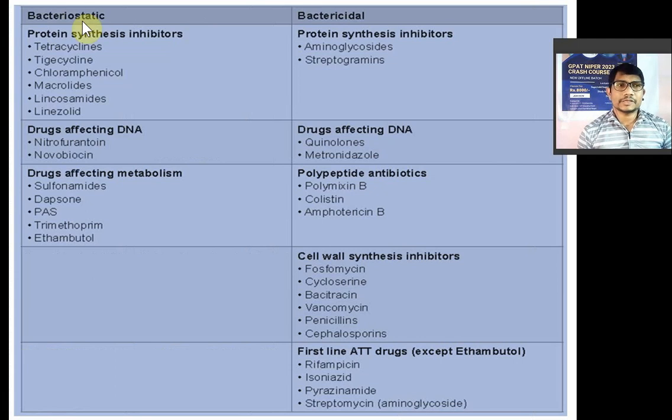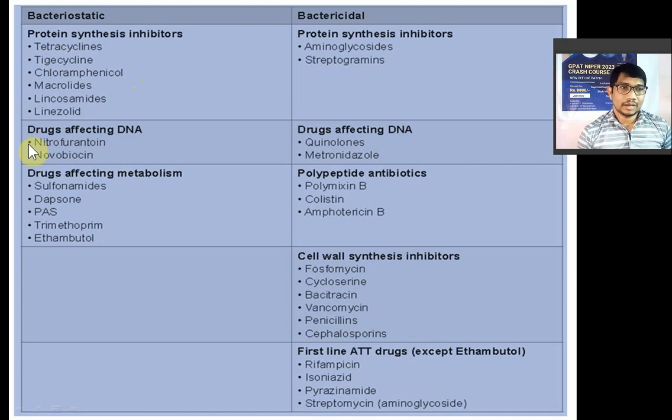Now this classification we will see again. Classification of antibiotics according to the type of action. First one is bacteriostatic antibiotics. Bacteriostatic means they will prevent the growth of bacteria. They will not kill, they only inhibit its growth. So in that you have protein synthesis inhibitors: tetracyclines, tigecycline, chloramphenicol, macrolides, lincosamides, linezolid. These inhibit protein synthesis, and that's why they are not cidal, they are bacteriostatic.